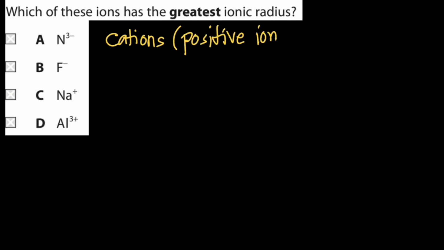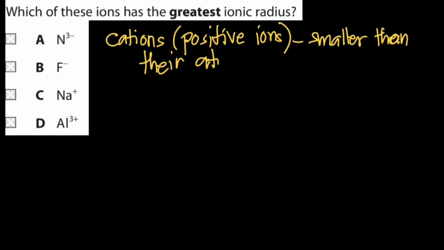Which of these ions has the greatest ionic radius? So what are the rules for ionic radii? For cations, these are the positive ions, the radius is smaller than their atoms. And they lose electrons, so less repulsion, higher effective nuclear charge.